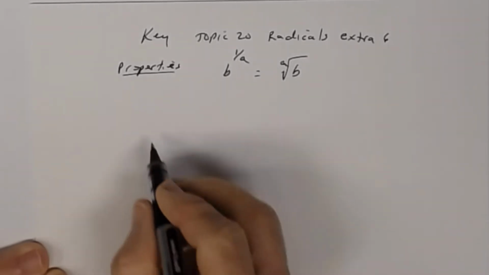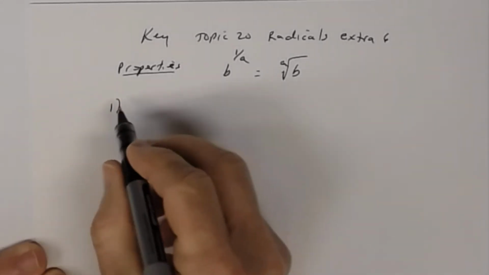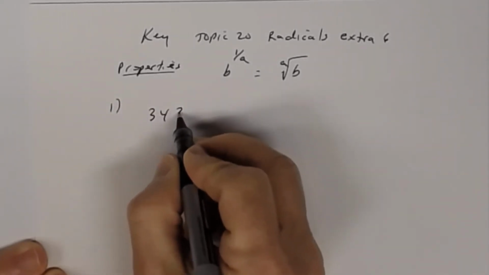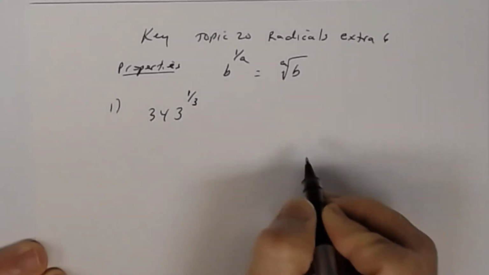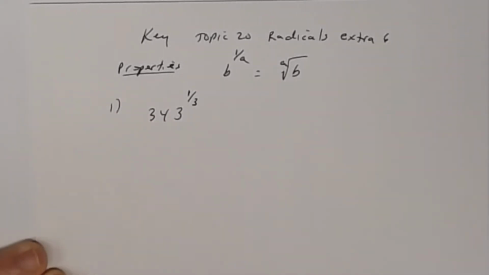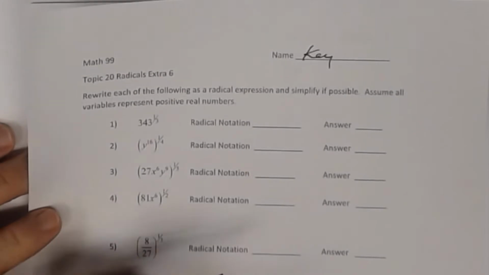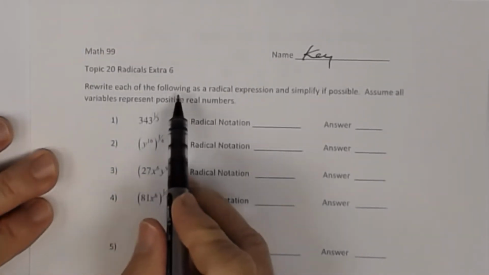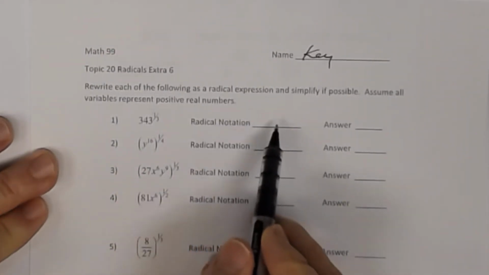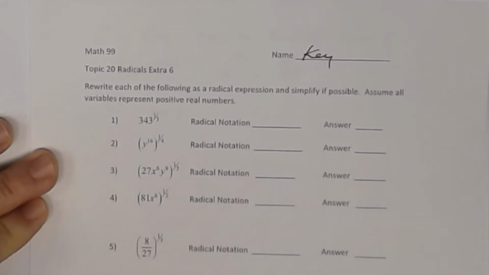Okay, so here's number 1. We have 343 to the 1/3 power. Remember, the direction says to rewrite each of the following as a radical expression, and you must follow directions. So you have to do a radical expression. Then you give me the answer when it's simplified.